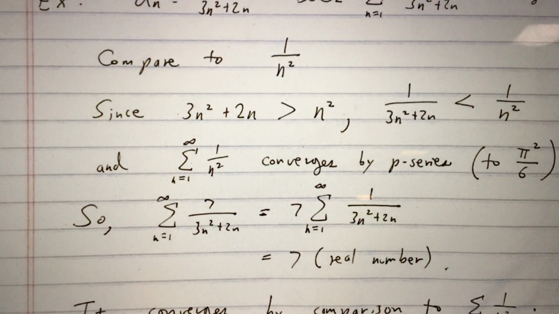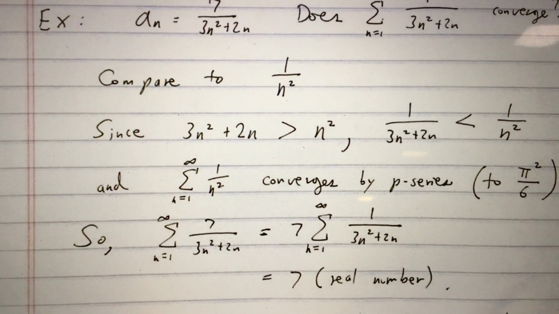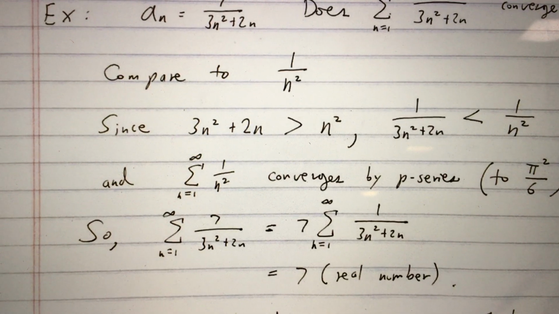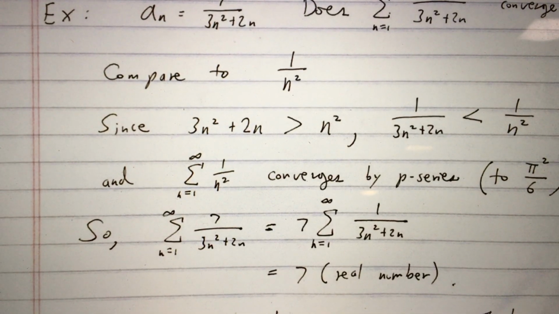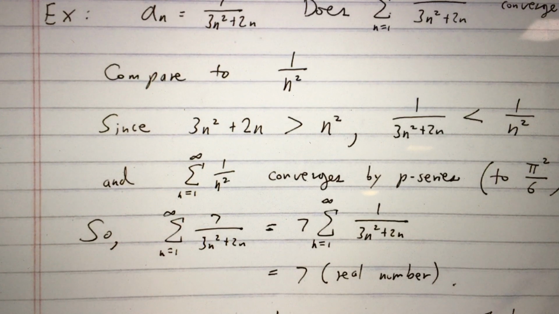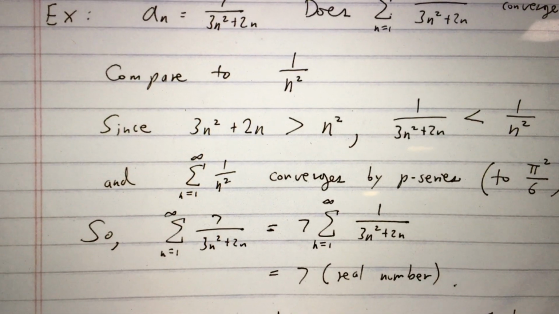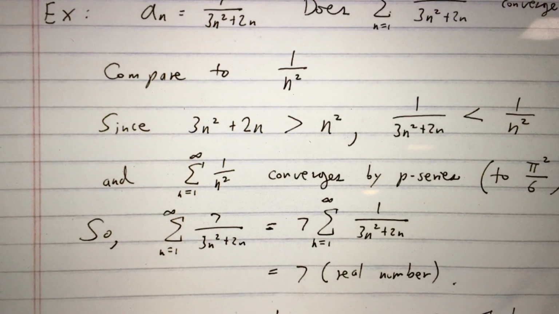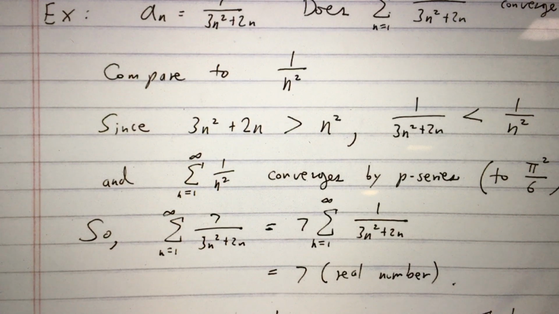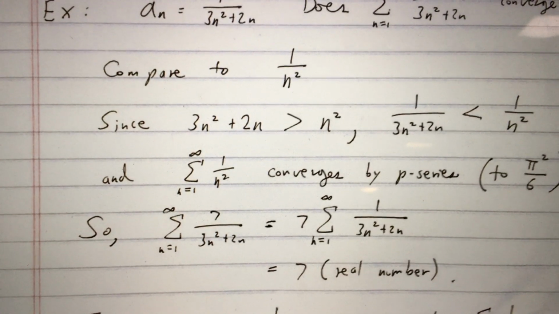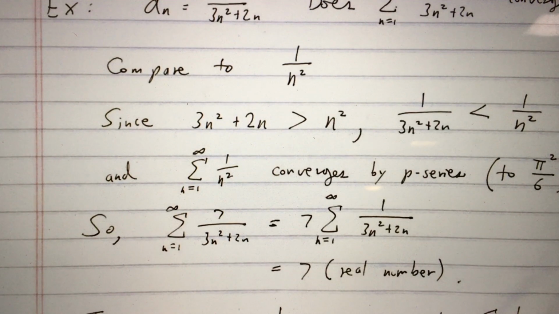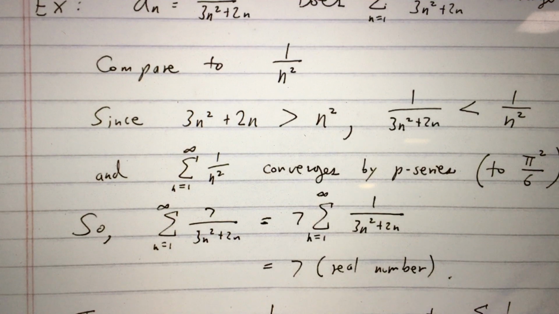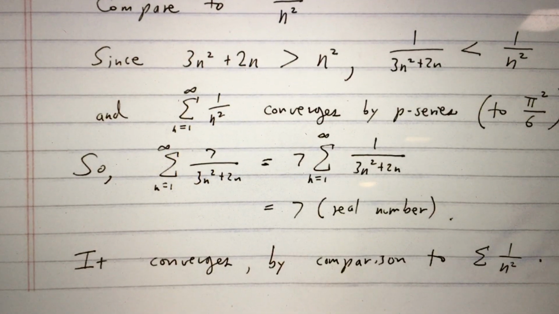I don't mean that it converges to 7 there. I mean it converges to 7 times some real number. So that's the 7, I pulled it out of the series because it's a common factor that multiplies every term. And then 1 over 3n squared plus 2n is the real series that I want to compare to 1 over n squared. And so I get 7 multiplied by some real number. I don't know what it is, but it does converge to something. So we say it converges.